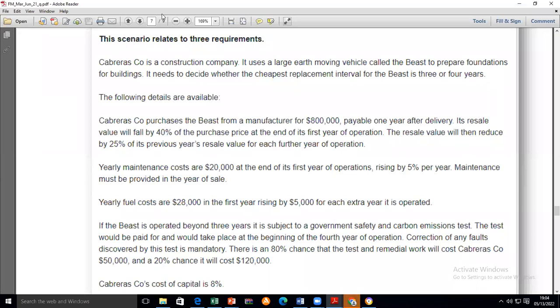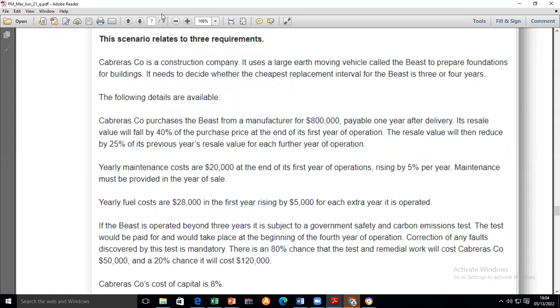Now, I think Jesse had asked me a question last time. That is, the payment always in year 1? Remember, Jesse, you had asked a question. It's always in year 0. We have a situation here. Have you noticed? 800 payable 1 year after delivery.